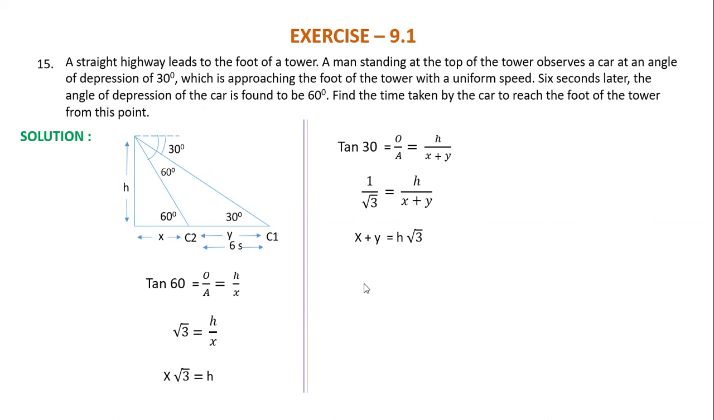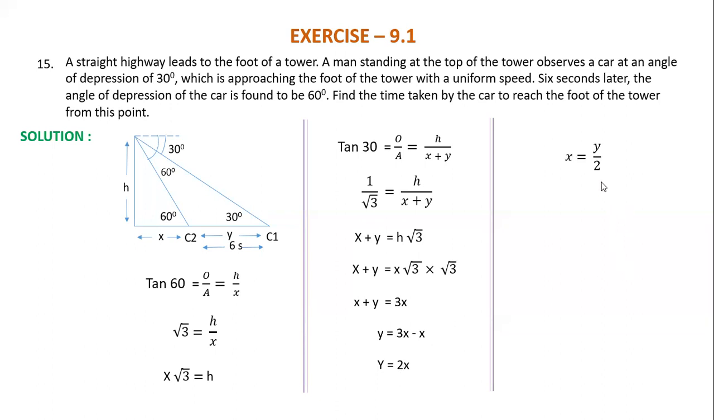Let's put it there. X plus y is equal to x root 3 into root 3. 3x is equal to x plus y. Y is equal to 3x minus x. So y is equal to 2x. Now see, he has traveled y meters, that is 2x meters, in 6 seconds.